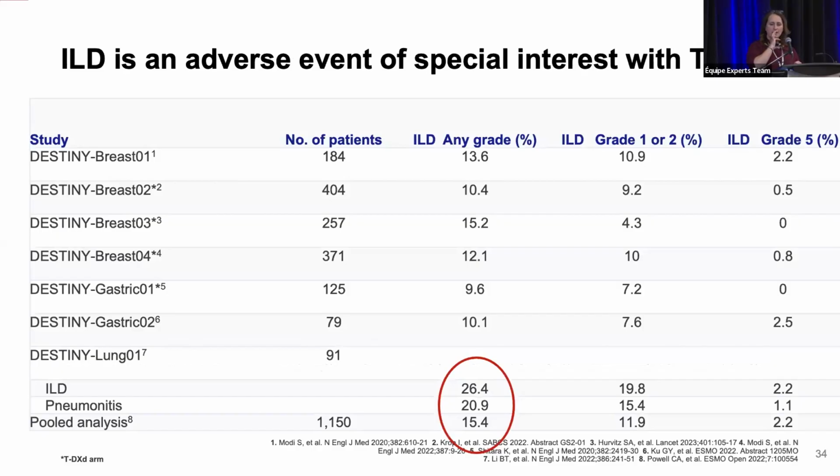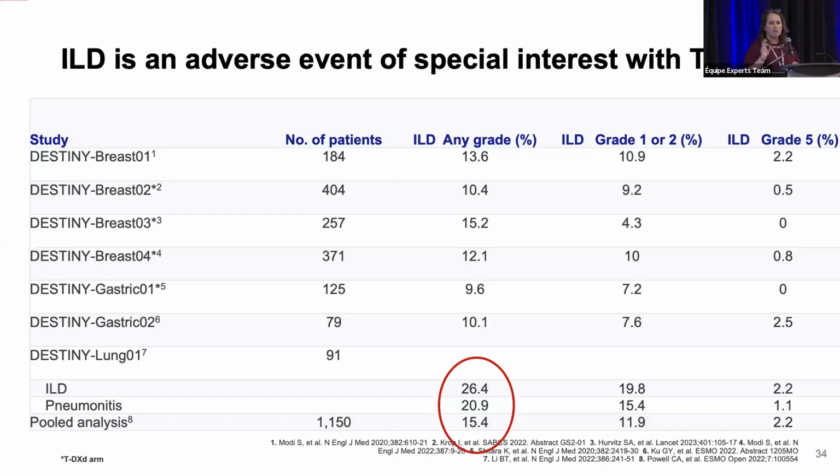So this is a summary of the incidence of ILD from the Destiny Breast trials, where we see that the incidence of ILDs of any grade was in the range of about 10 to 15%. In the gastric studies, also sitting at around 10%. But in the Destiny lung trials, a much higher rate of ILD. So even 1 out of 4 patients would develop an ILD.